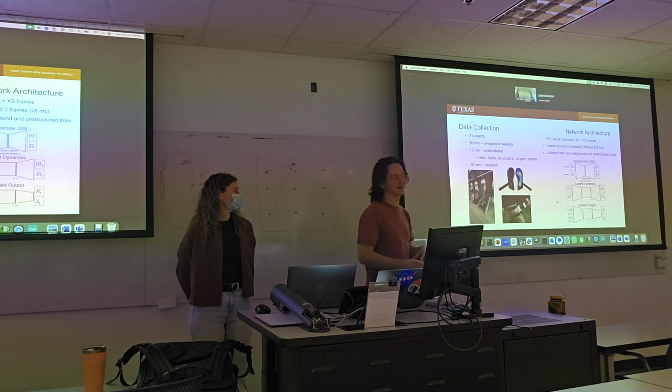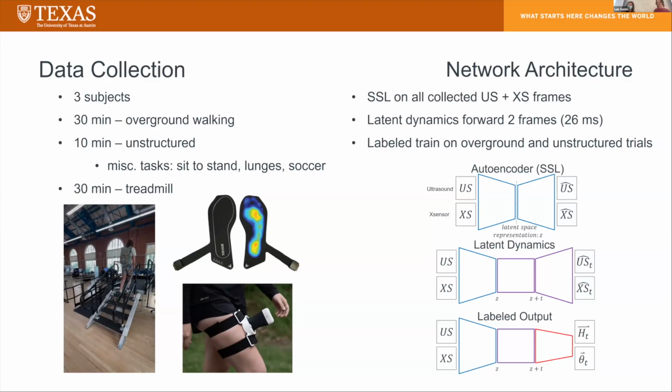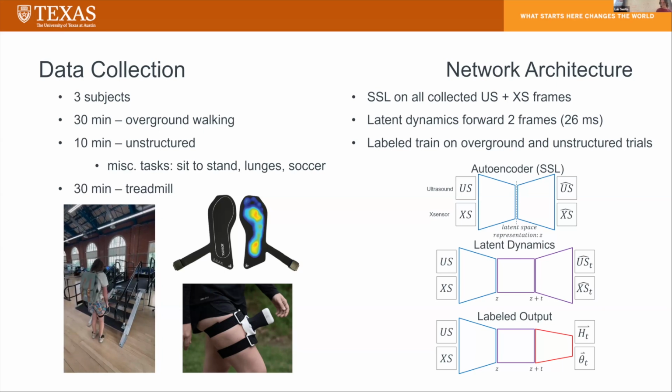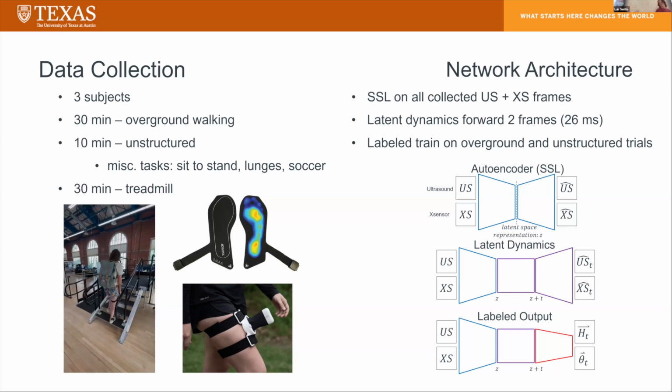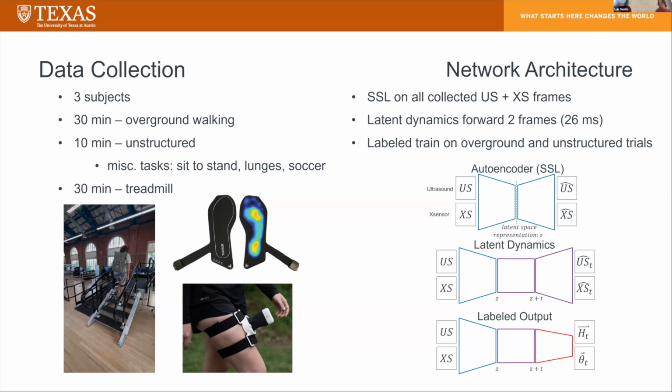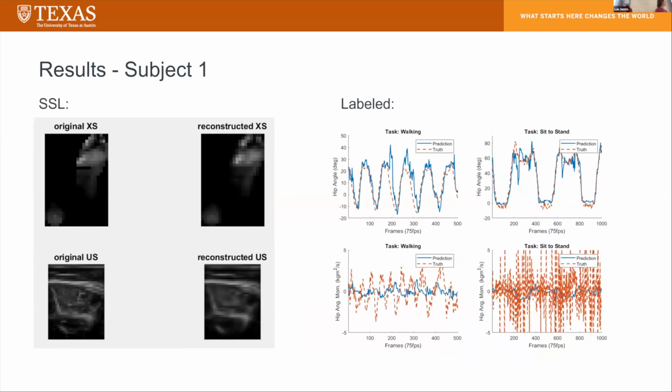And then finally, we go to our last little network there, where we train on labeled, overground, and unstructured trials. Typically in biomechanics, you'll see a lot of models like this trained within subjects and then across subjects. So we did the same thing. We're going to go over some individual subject results, and then Finn will present the more combined results. So first up, our subject 1.